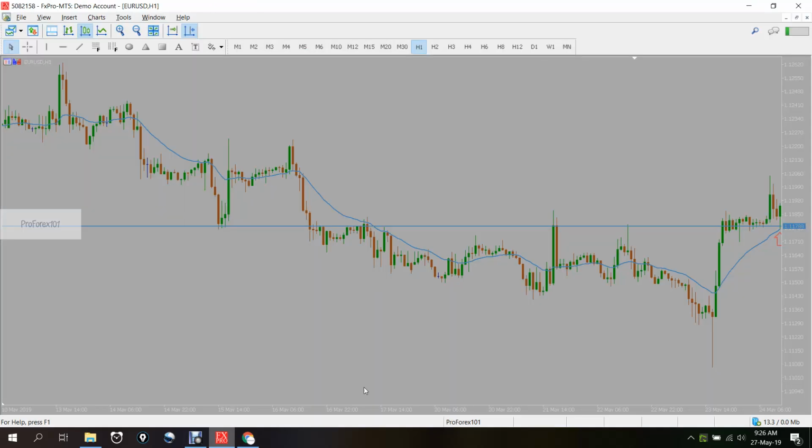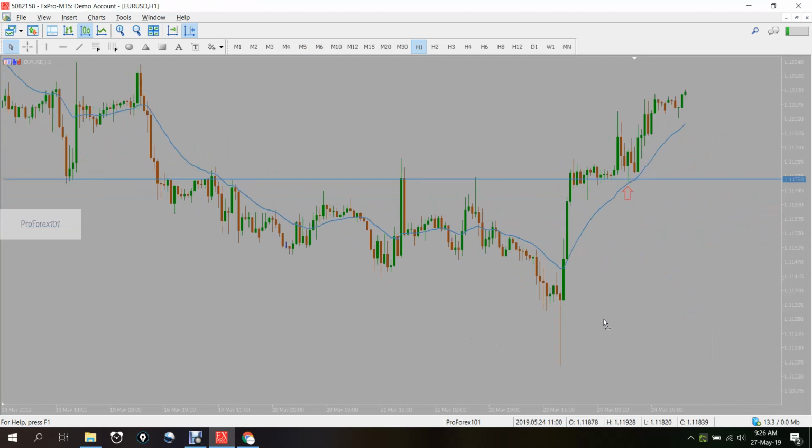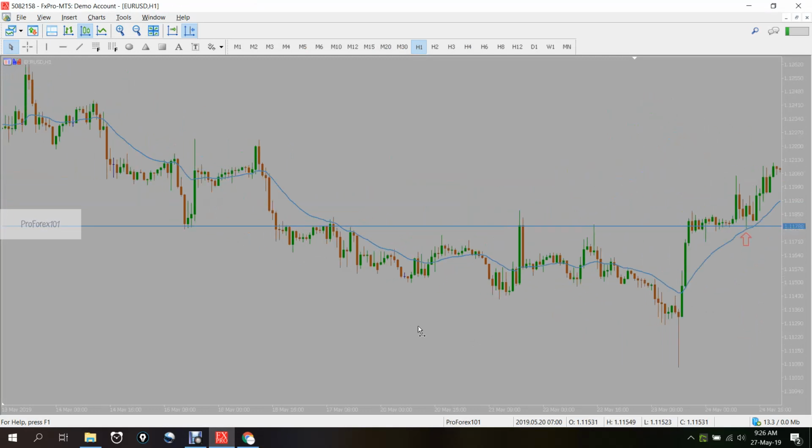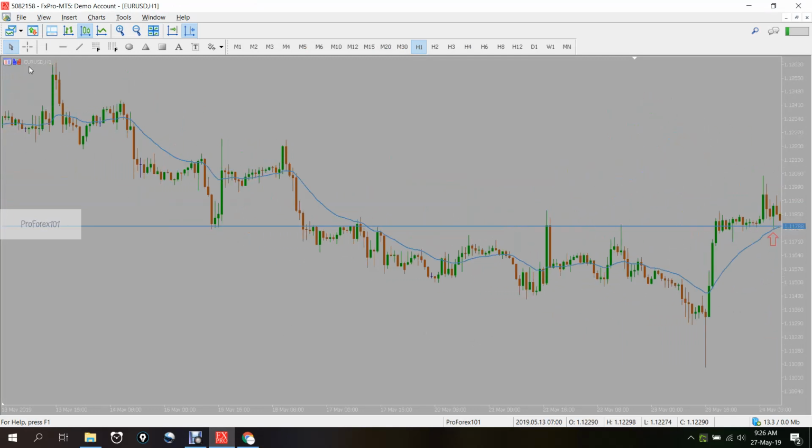So I'm going back to the charts. Looking at the charts, if we are buying this euro dollar, we want the euro to strengthen and the dollar to weaken, right? Because if you're buying this chart, that means you're buying euro and selling dollar.